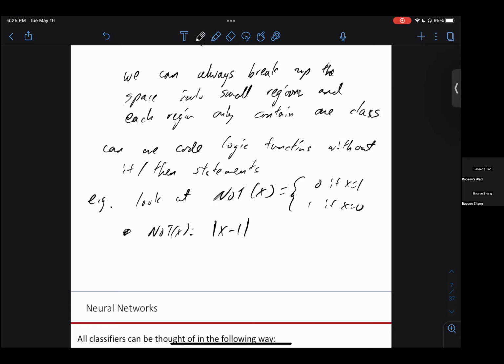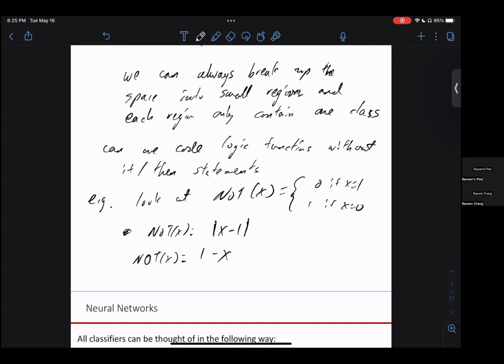So now let's look at another, a better function: not of X equals 1 minus X. So this works. This is a way to say not X is actually equivalent to a linear function. So I can do this logic with just this linear function.